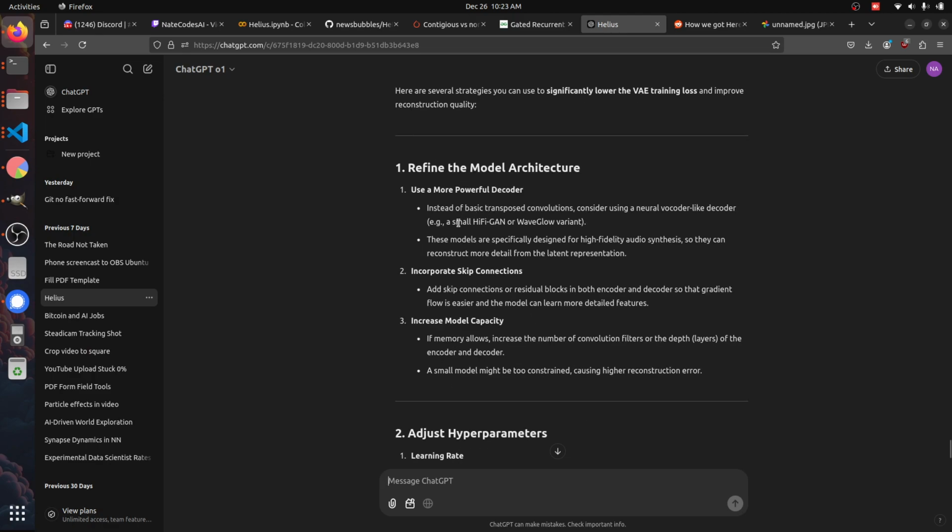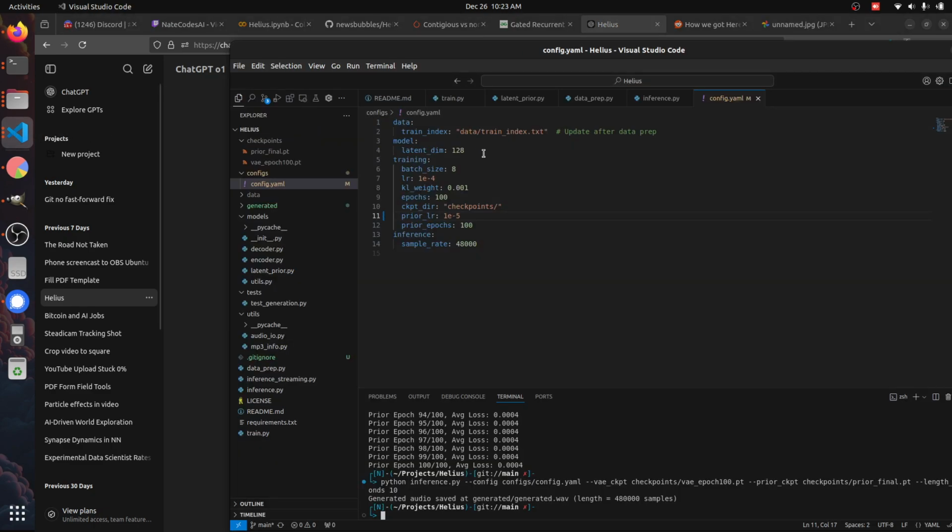So what I was thinking of, okay, here's my problem. I tried out yesterday. I was on Helios, and I stuck my latent dimensions up to 128. I stuck my batch size up. I changed my learning rate on the priors to be slower, and I also trained for higher epochs. This is my epochs on VAE training, and this is my epochs on the prior training.